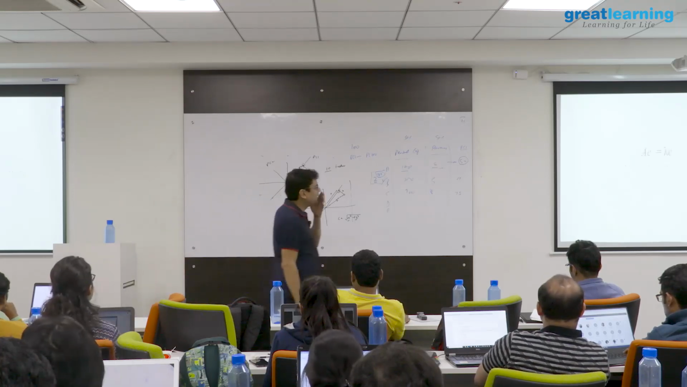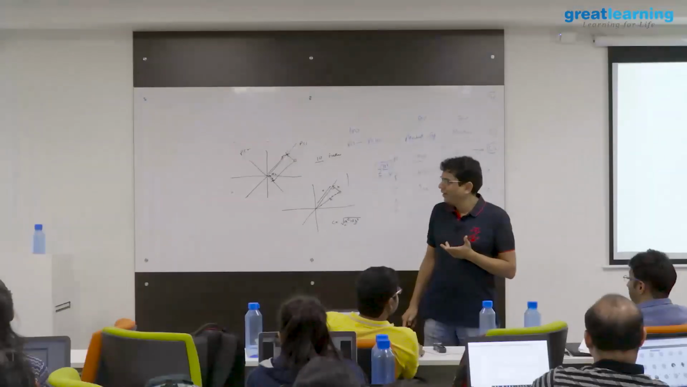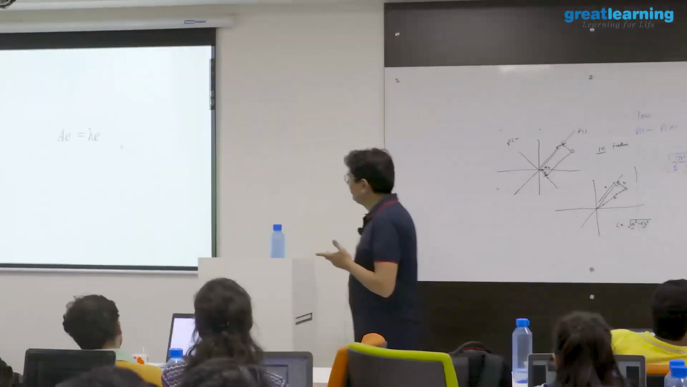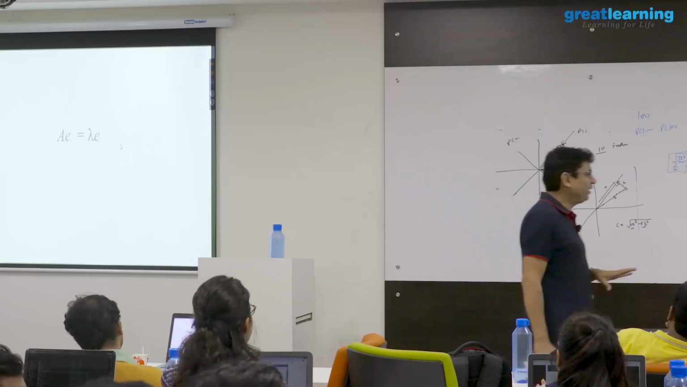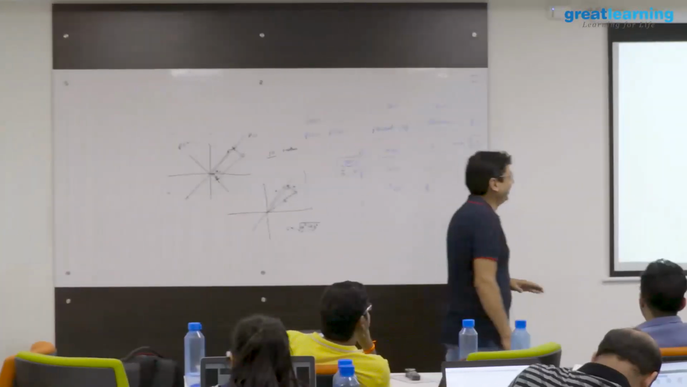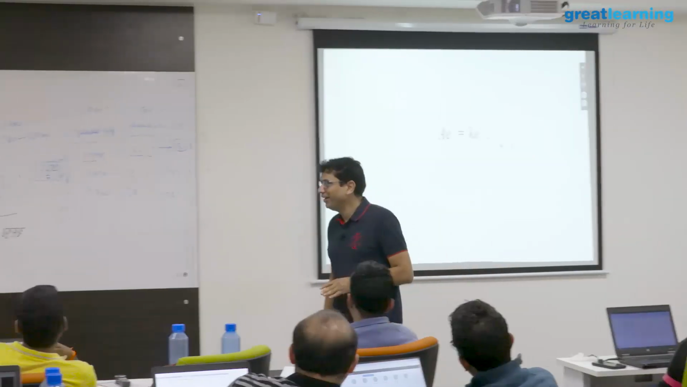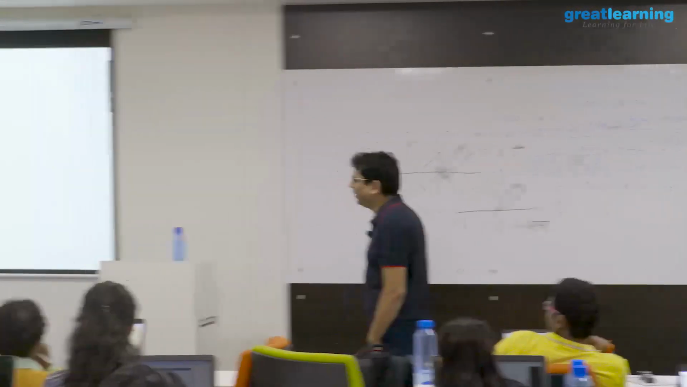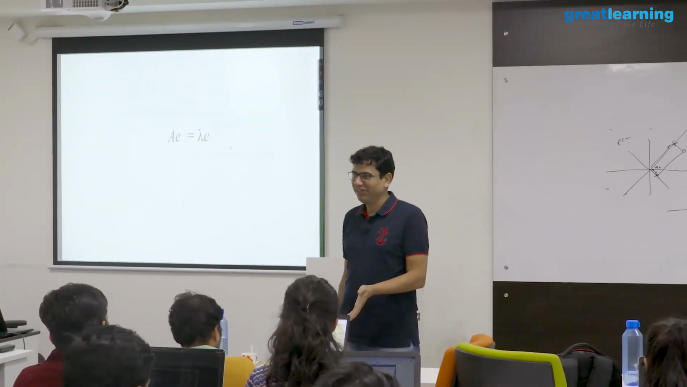So how do I do that? This is a simple equation: AE equals lambda E. That sounds so easy, but not in the matrix world, somehow. That's the equation for eigenvectors.